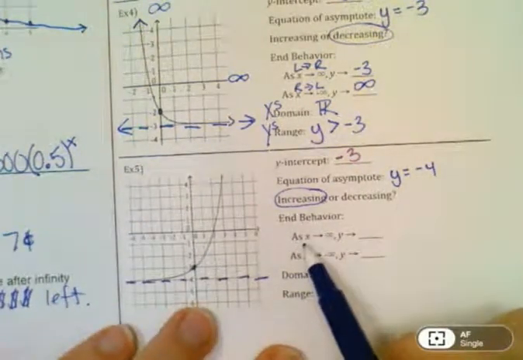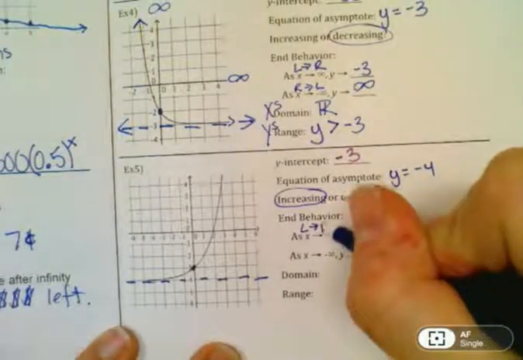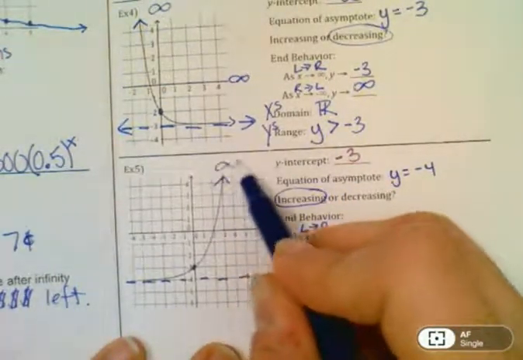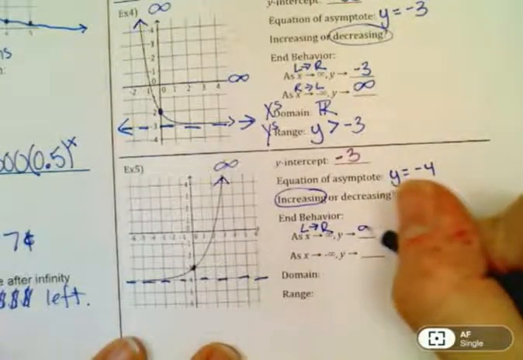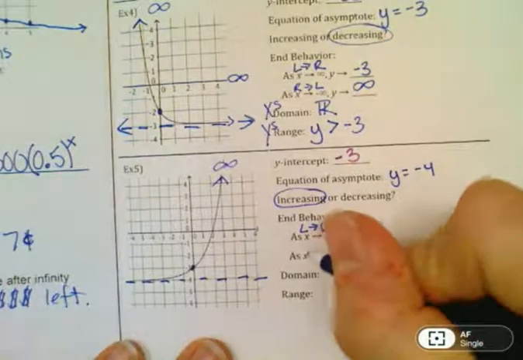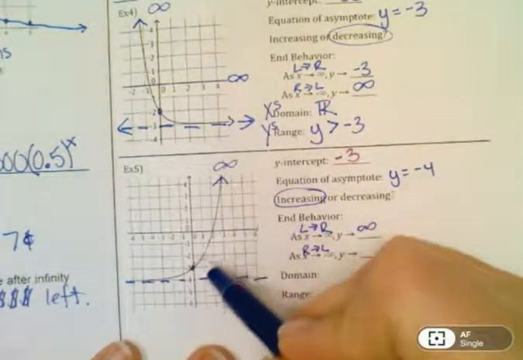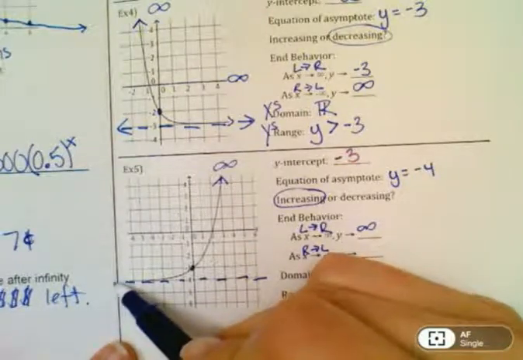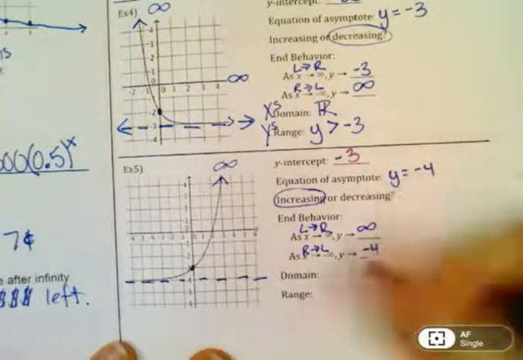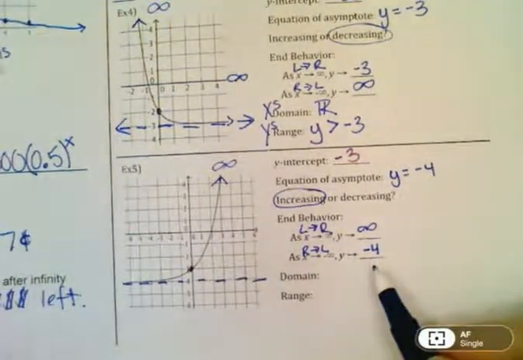For the end behavior, as x goes towards infinity, so that means as we follow our graph from left to right, y is exploding upwards, and it's going to go all the way up to infinity. As x goes to negative infinity, so that means as we read our graph from right to left, it's leveling off. And it's leveling off right at our asymptote at -4. So y eventually will head almost to -4.